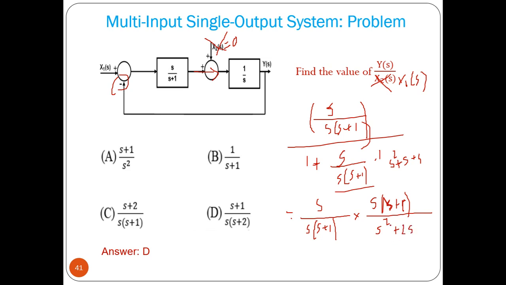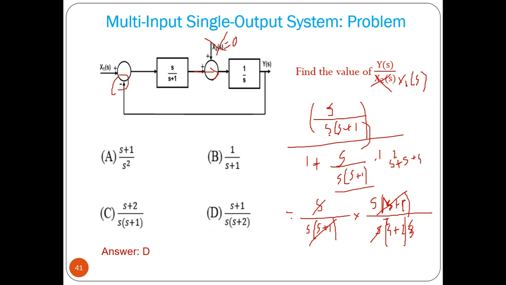Or you can take s as a common factor, s plus 2, right? So s cancels out, so the answer will be s by s plus 2. Okay, let me check once again.